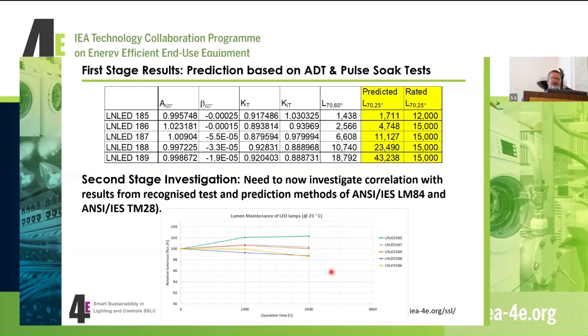And hopefully what we'll find is that the lumen depreciation through the gold standard test method, that takes 9 months to test, hopefully we'll verify the results we have from this predictive model here, that only takes a maximum of 1,500 hours of test time requirements.